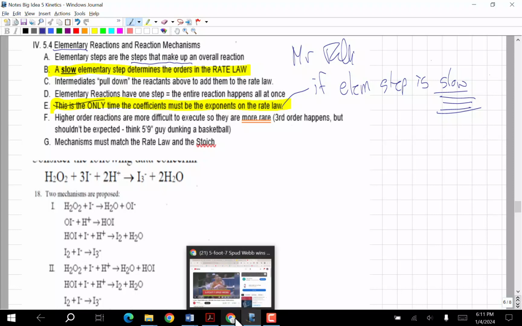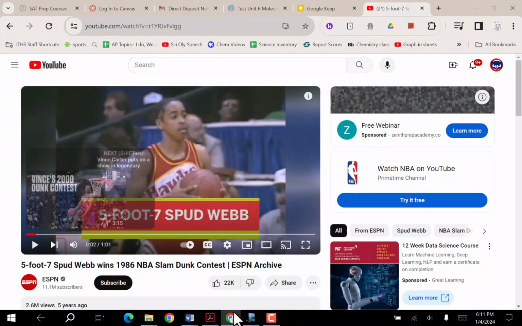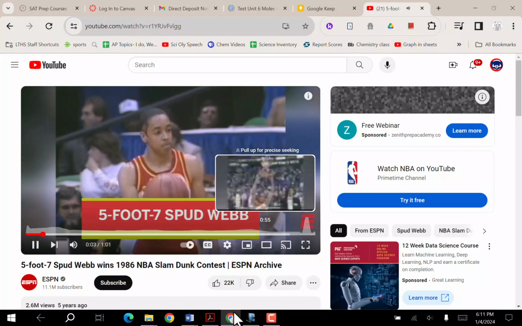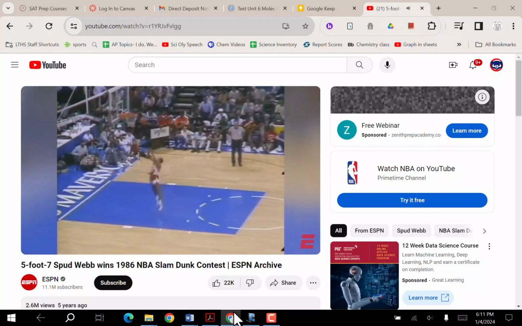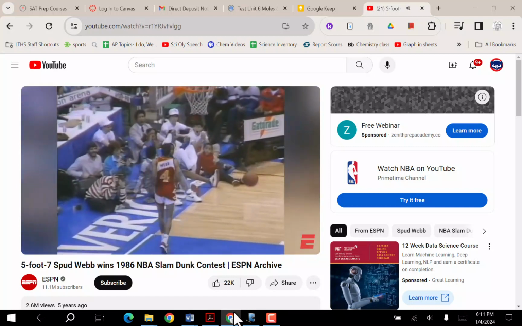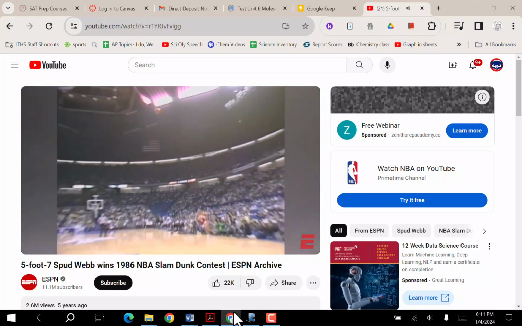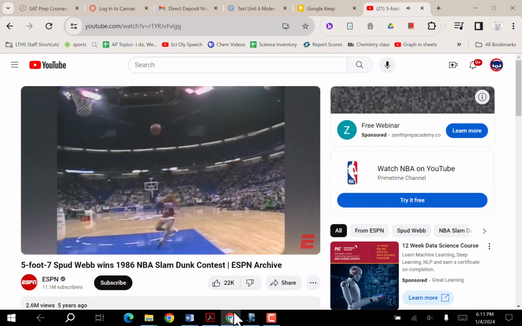Think a 5'9" guy dunking a basketball, and let me show you what that would look like. I know Spud Webb is 5'7", but you get the idea. Oh, look at that. Oh, Spud Webb, get out of here. Boom, here we go. Go up. Whoa.